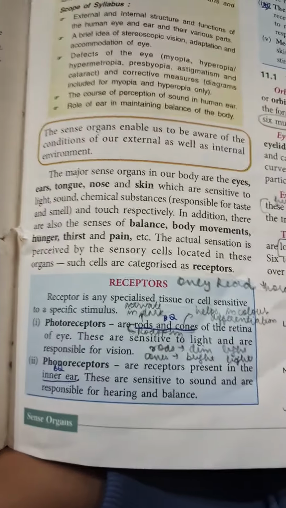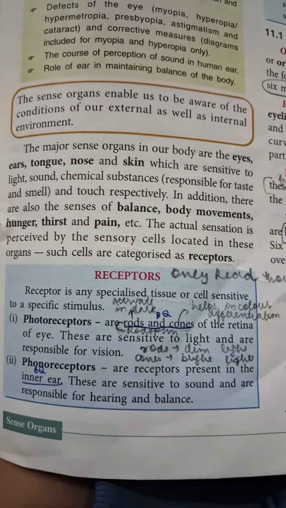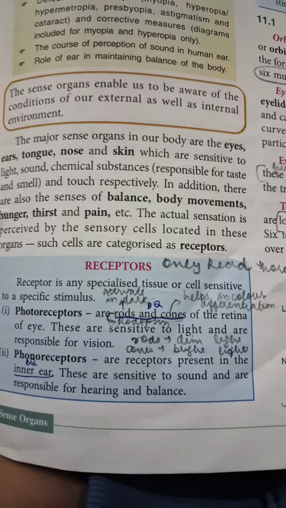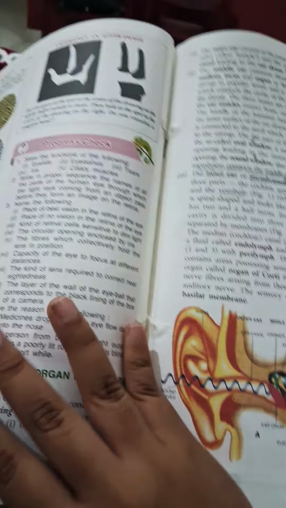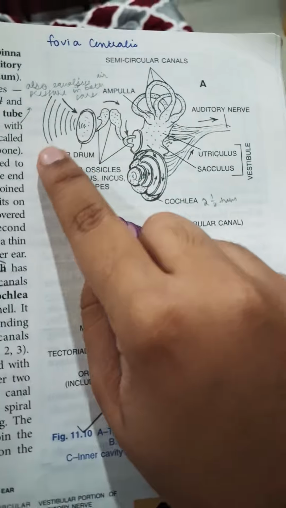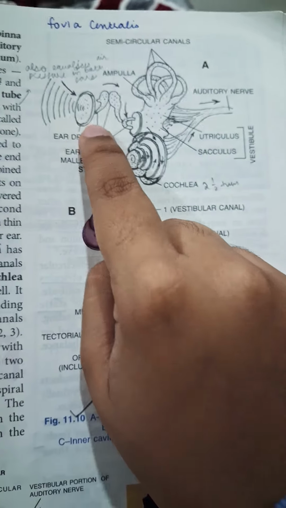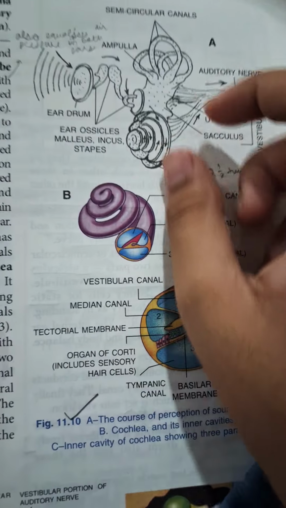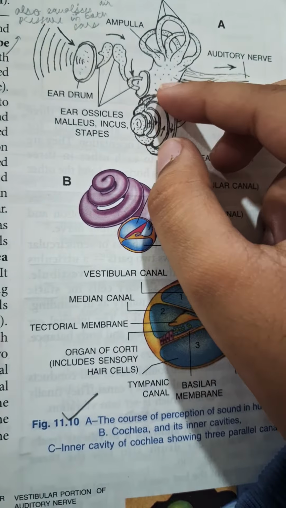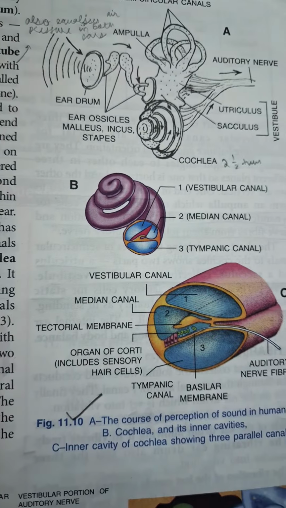So how do they work? We'll discuss this later. Phonoreceptors are the receptors of the ear, present in the inner ear actually. So if I again go to the diagram, the ear is divided into 3 parts. If you see here, this part is the outer ear, then we have the middle part of the ear, and then we have the inner ear.